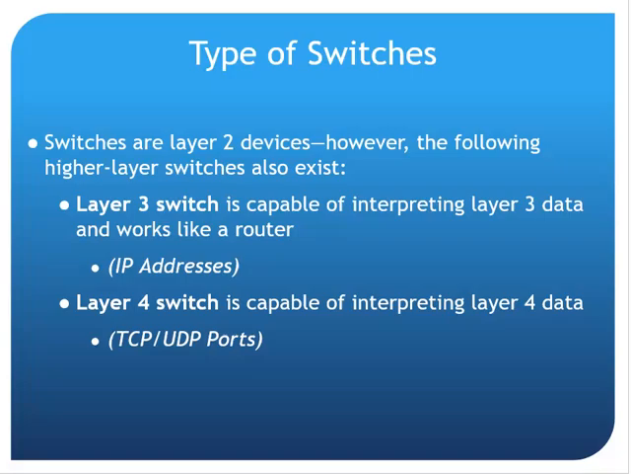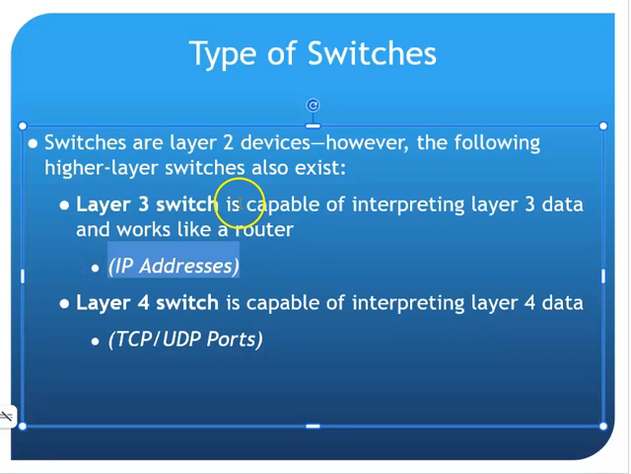Again, remembering a lot of our switches are layer 2, but there are switches that are layer 3 and layer 4. Most of the time when we talk switches, we're thinking layer 2. That's kind of our default. They do make layer 3 switches that are designed to interpret layer 3 data like a router. It would interpret IP addresses and move data around based on IP address. Now, it is still a switch. It does not have all the capabilities and functions of a router, but it can direct traffic like a router. So it's kind of like a router light, if you will.